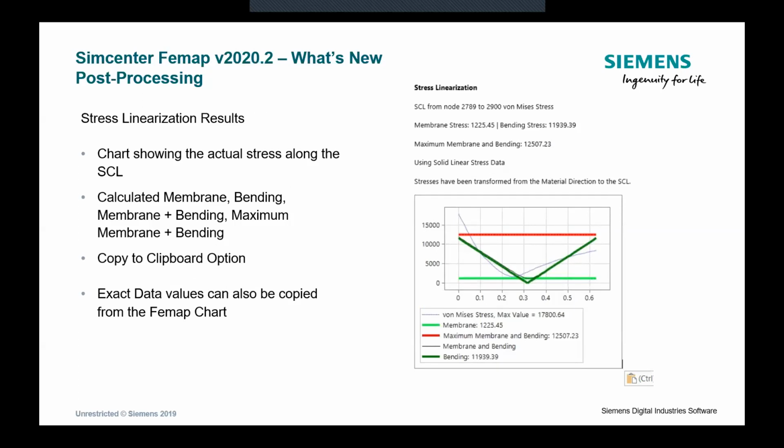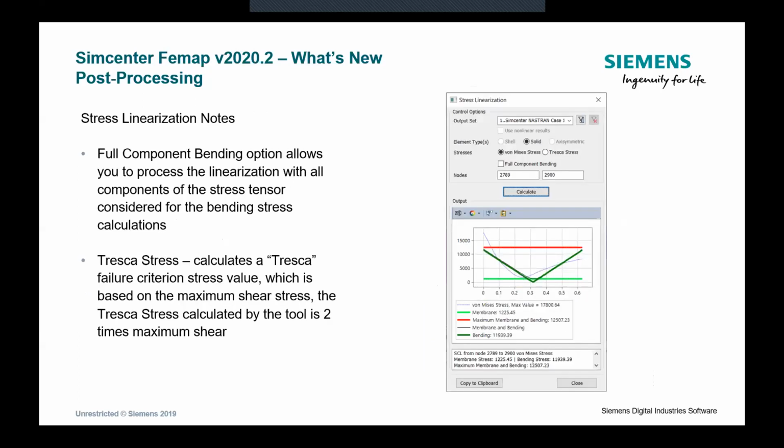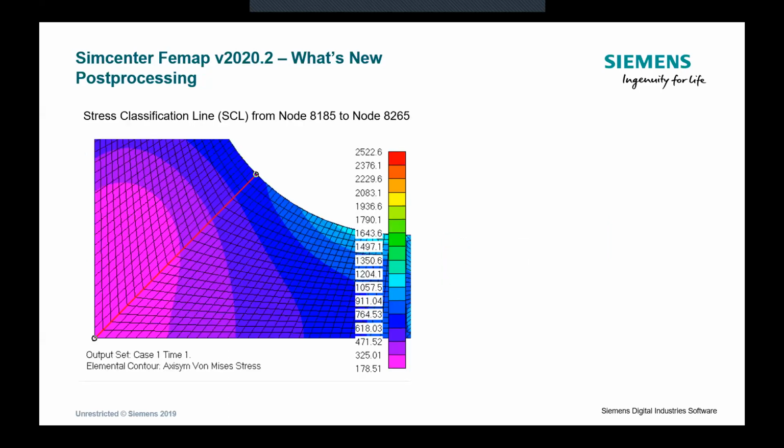There's also a copy to clipboard option. Just know that there's also the ability to do full component bending. That's just an option. That's not what the code prescribes or tells you to do, but if for some reason you wanted to include that, that's certainly an option that we have as well. And the Tresca in this case is calculated by 2 times the maximum shear. So that's how we get the Tresca stress criterion. And again, it works for a bunch of different element types.